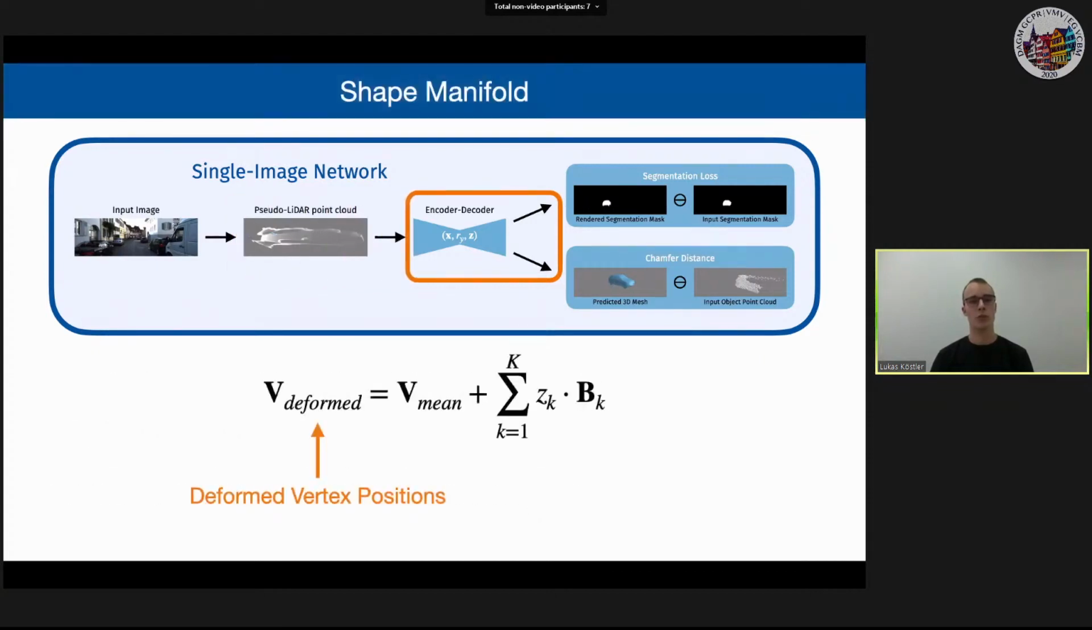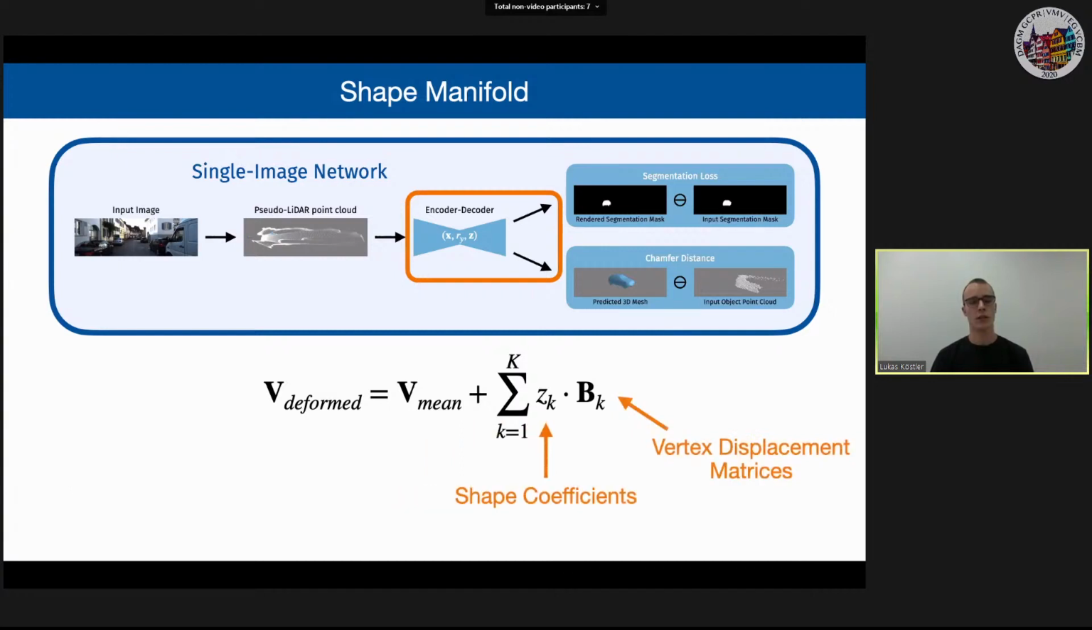We encode the shape using a shape manifold of meshes with fixed topology. The deformed vertex positions are given as the sum of two terms. First, the mean vertex positions are the vertex positions of the mesh corresponding to an average car. Second, the shape coefficients are multiplied by the corresponding vertex displacement matrices.